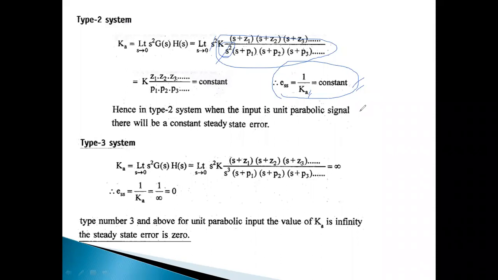Next, coming to higher order systems, that is type 3 and above. Because of this term, this is a type 3 system, so this gets cancelled. You will have one s term in the denominator. If we substitute s equal to 0, the acceleration error constant becomes infinity, whereas the steady state error becomes 0. For type 3 system and above, for the parabolic input, the acceleration error constant is infinity. Therefore, the steady state error becomes 0.